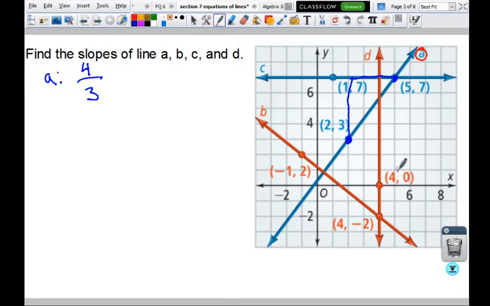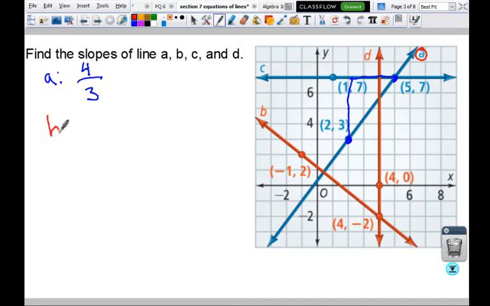Yeah. We're going to get a decimal if we divide this. Gotcha. So we're going to leave it like a fraction. I'm not going to change it. So that's it for line A.